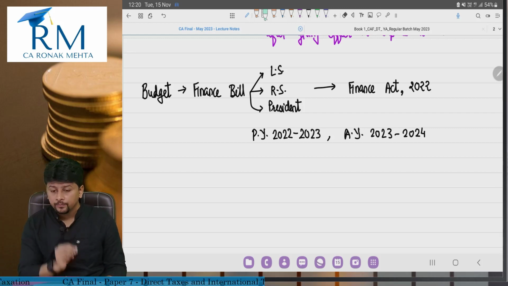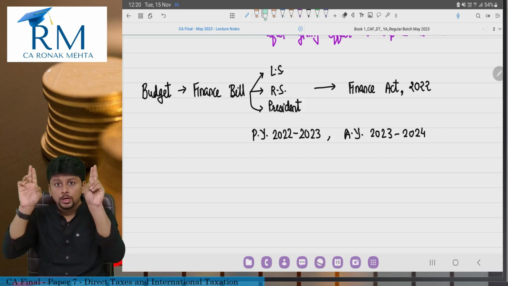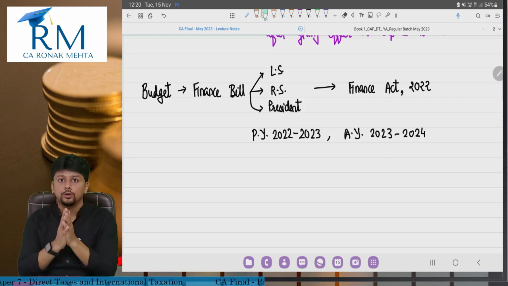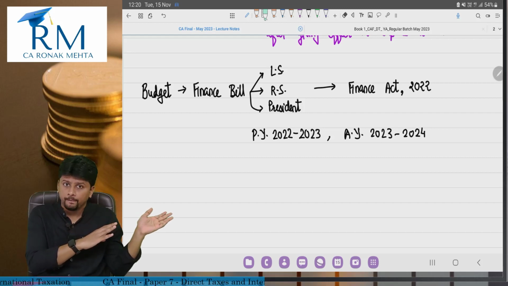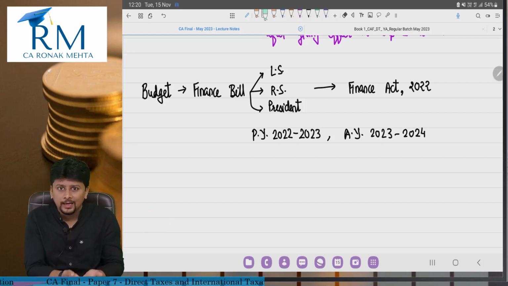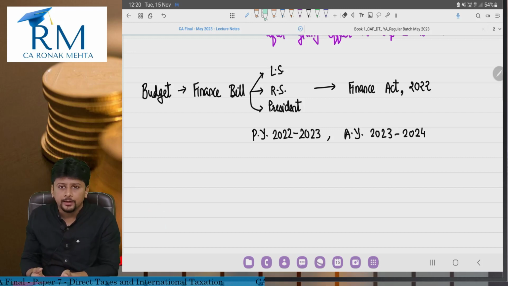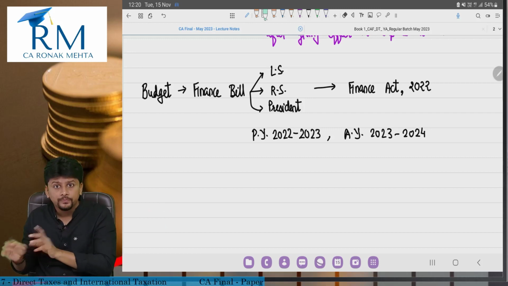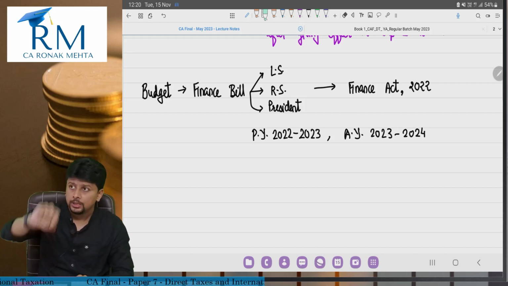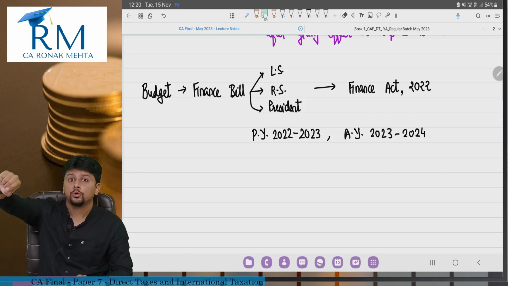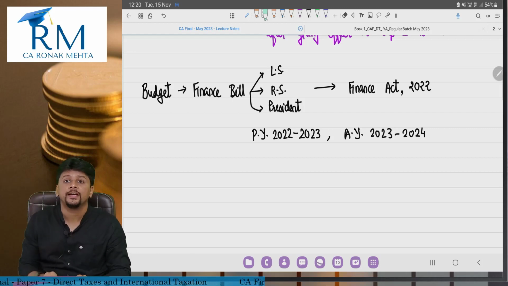So the question will tell you, you are required to compute the total income for assessment year 23-24. Mark my words. You are required to compute the total income. Earning happened in the previous year. But the moment I earn the income, I don't sit and calculate it. I do the calculation in the next year. Next year is my assessment year.